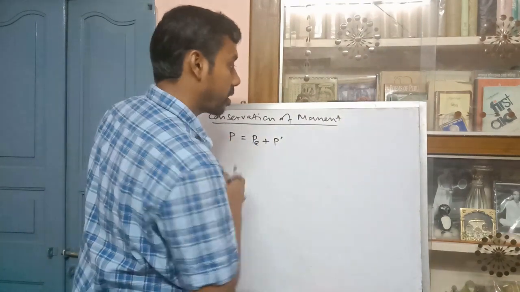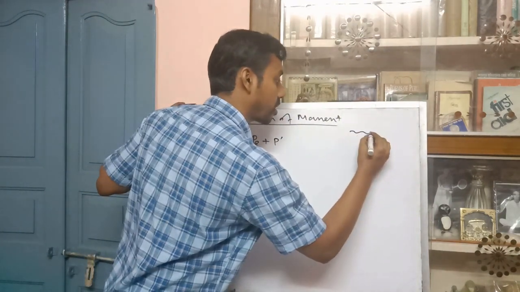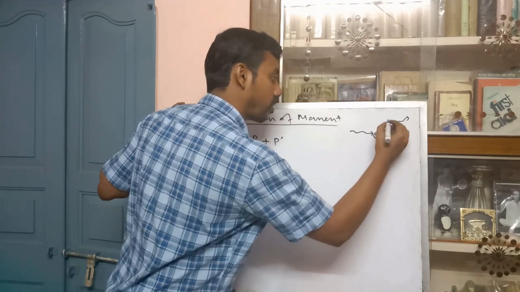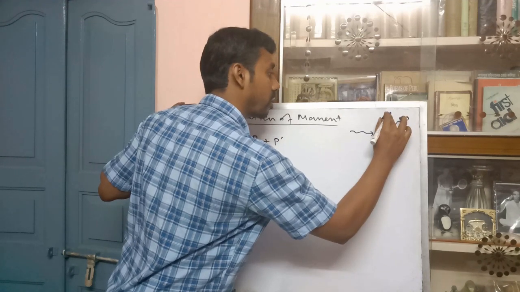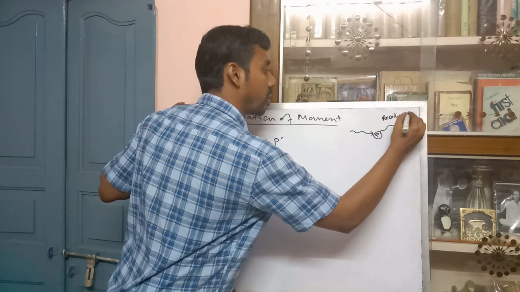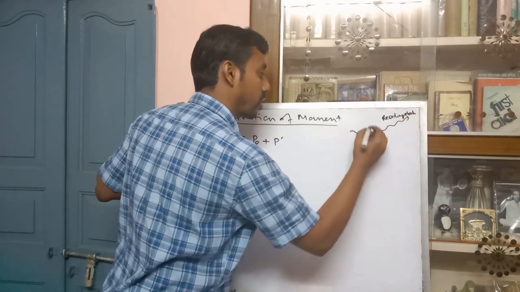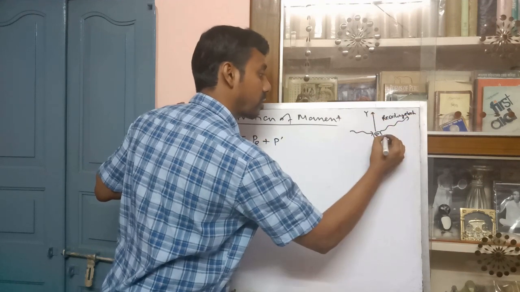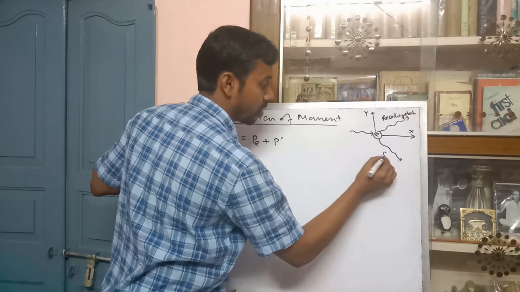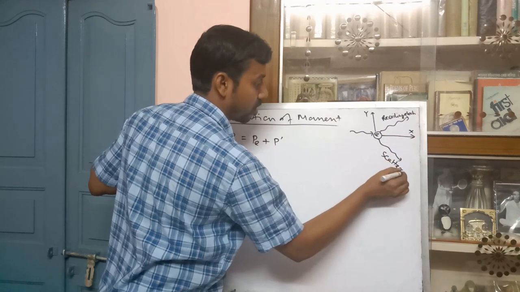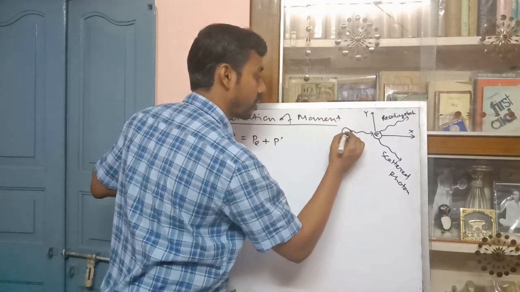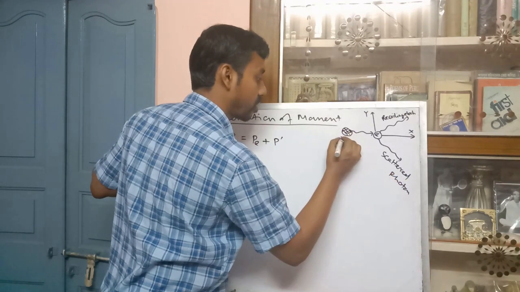On this side we are drawing the picture. That is the X-ray coming in, here is your electron at rest, this is the scattered or recoiling electron, and this is your y-axis, this is your x-axis, this is your scattered photon, and this is your X-ray source.